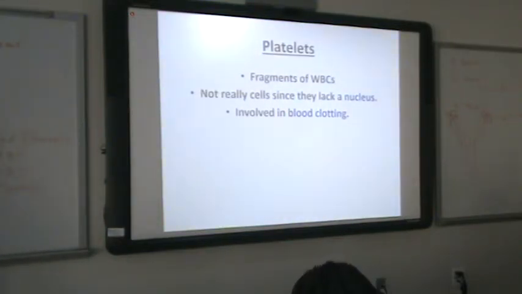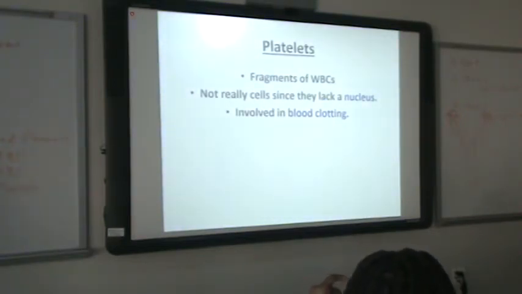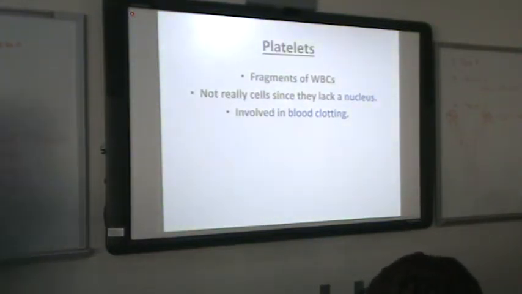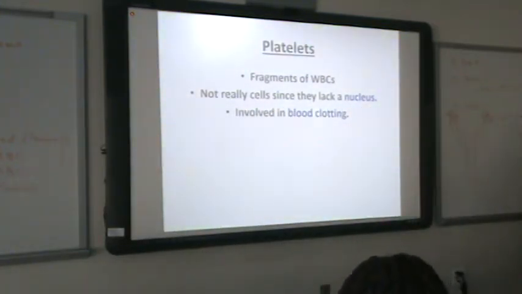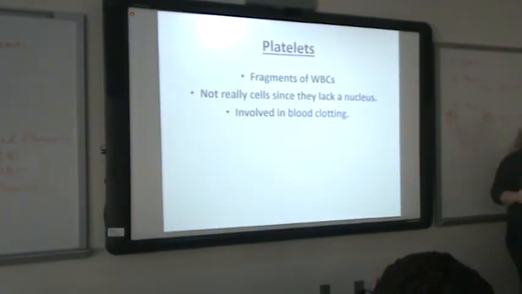Platelets, it's cool how they form. They form from a big precursor white blood cell called a megakaryocyte. You don't have to write that down. But it breaks apart into little irregular shaped platelets. They don't have a nucleus. They're not actually true cells. They're too small. They're just little fragments. But they become really important in getting your blood to clot.